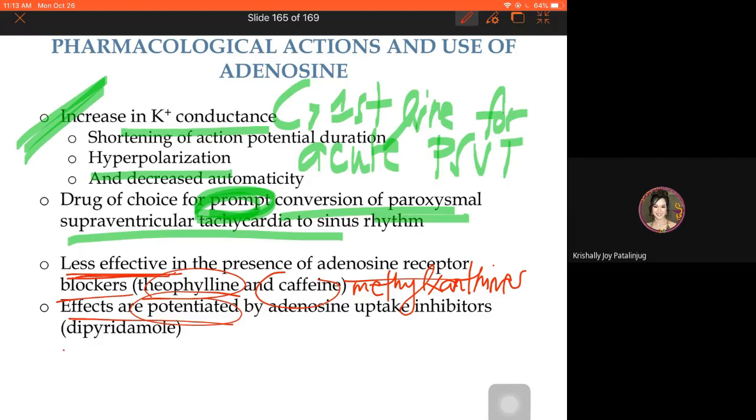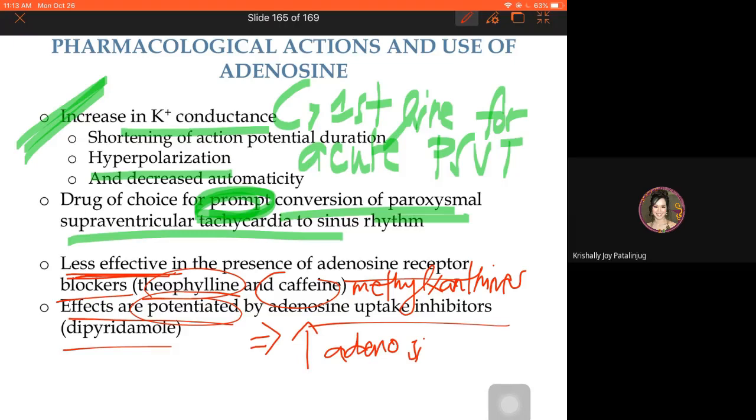Dipyridamole together with adenosine. Ang dipyridamole particularly ay isang adenosine reuptake inhibitor. Isa siyang adenosine uptake inhibitor. Ibig sabihin, end result na ginagawa ng dipyridamole as adenosine uptake inhibitor na e-enhance niya yung adenosine. Okay? Na-enhance yung adenosine available for action.